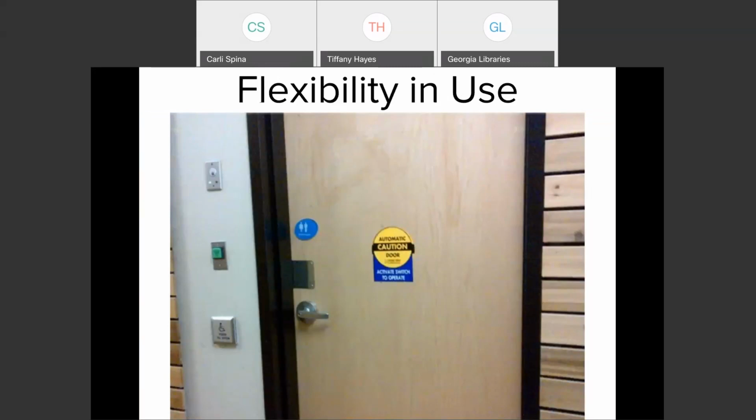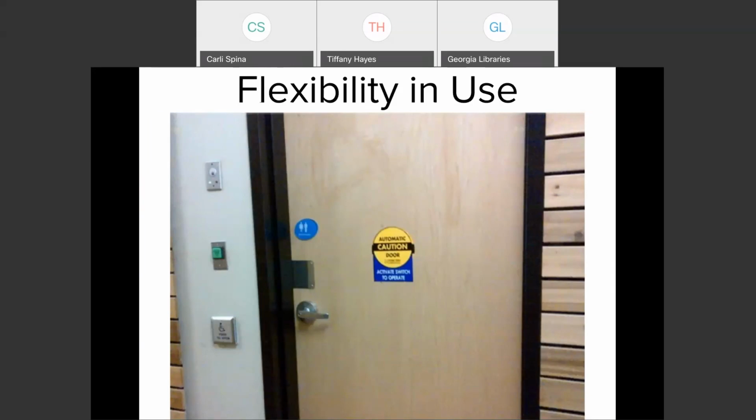Next, we have flexibility in use. So flexibility in use means that you want to provide different ways for people to use the item whenever possible. You want to acknowledge that people might have different preferences and might have different needs, and that in fact their preferences and needs might be situationally dependent, so they might even change from day to day for whatever reason.